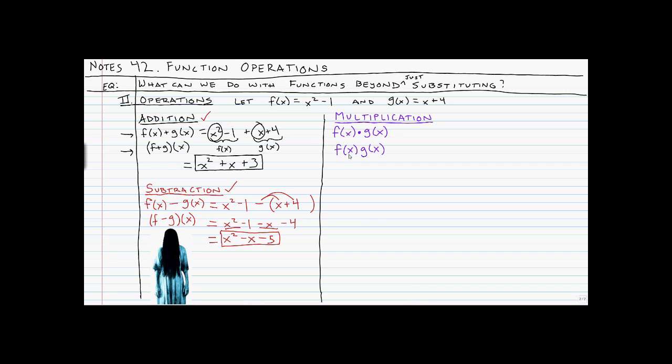But if there's nothing there, it's just f of x sitting next to g of x, it's implied that we really mean we're going to multiply those two things. And then finally, just like these guys had the parenthesis notations, so does multiplication.